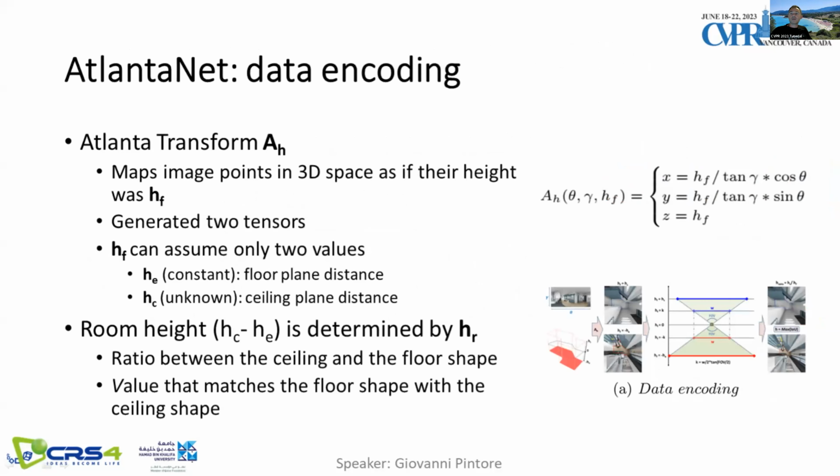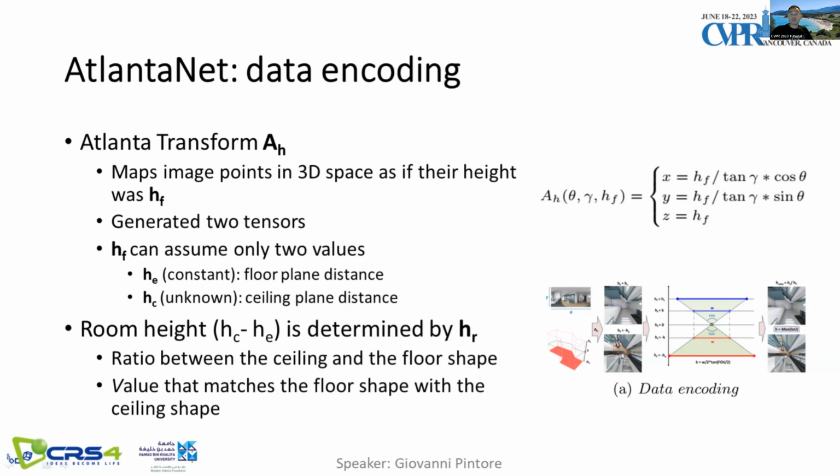Assuming the Atlanta world model, we project the panoramic image on the ceiling and the floor horizontal plane. This projection function, called in the paper the Atlanta transform, maps all the points on the equirectangular space into the 3D space, with the height fixed as H_F, the height of the floor, that is the distance between the eye and the floor. We consider it a known constant, and the height of the eye is a scale factor.